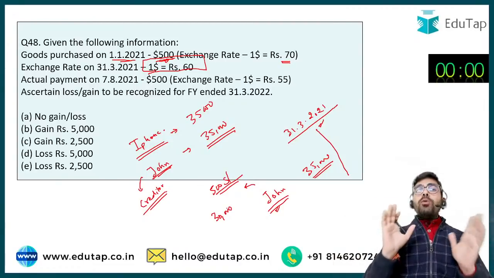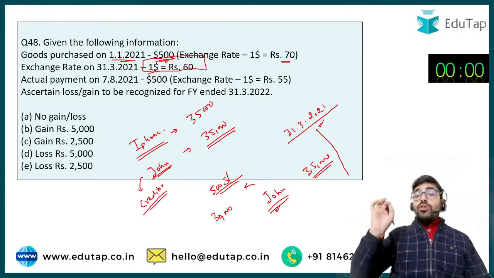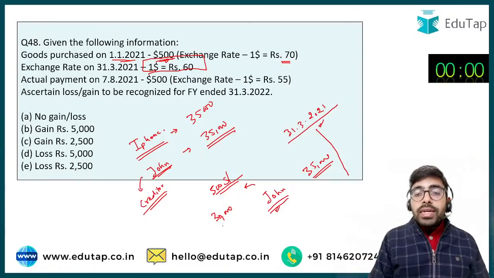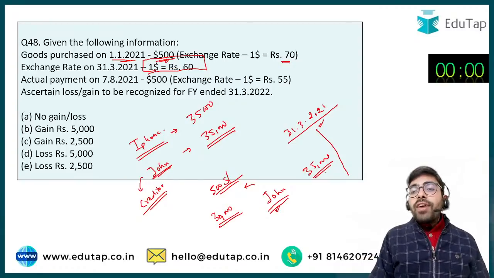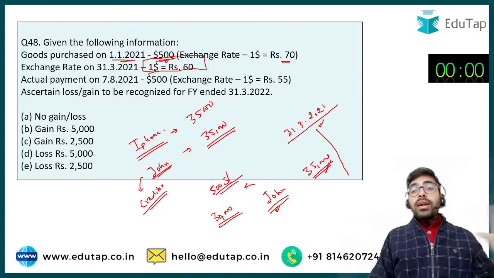So what amount should I show in my balance sheet? I want you guys to answer whether I should show 35,000 or 30,000 in my balance sheet. 30,000 is today's value. 35,000 is the original value at which I recorded the transaction.